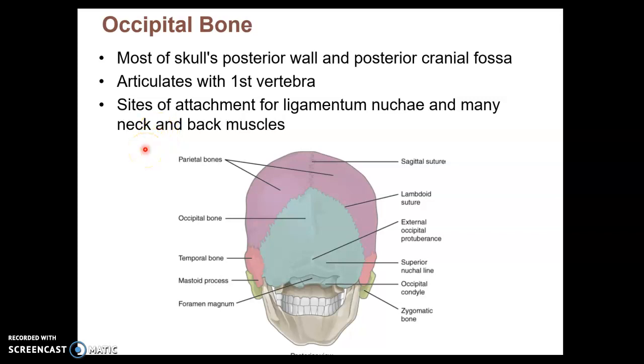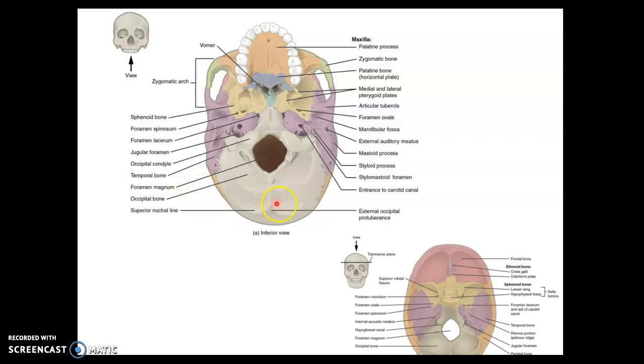Continuing with the cranial bones, we have the occipital bone, which makes up the skull's posterior wall, but also the inferior portion as well. So we can see on this picture here, we're looking at an inferior view of the skull, and a lot of this bone is occipital bone.